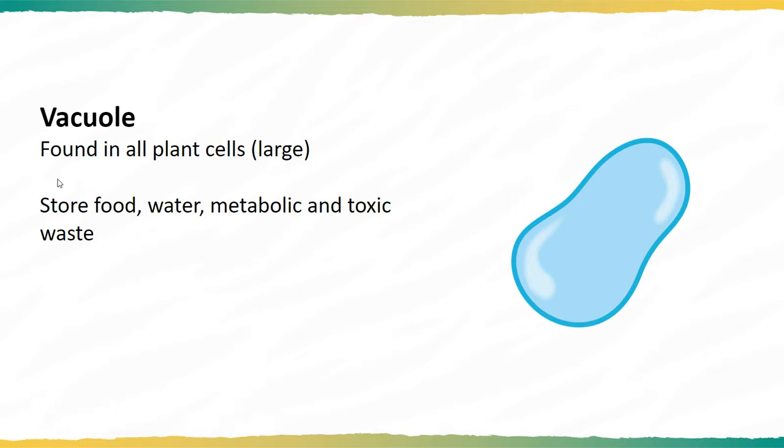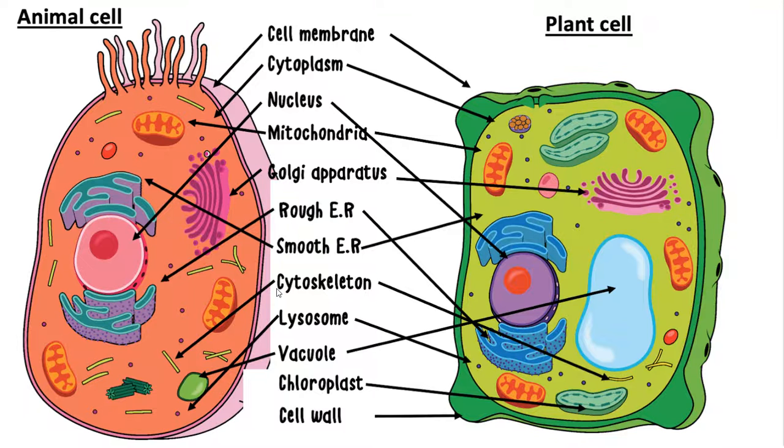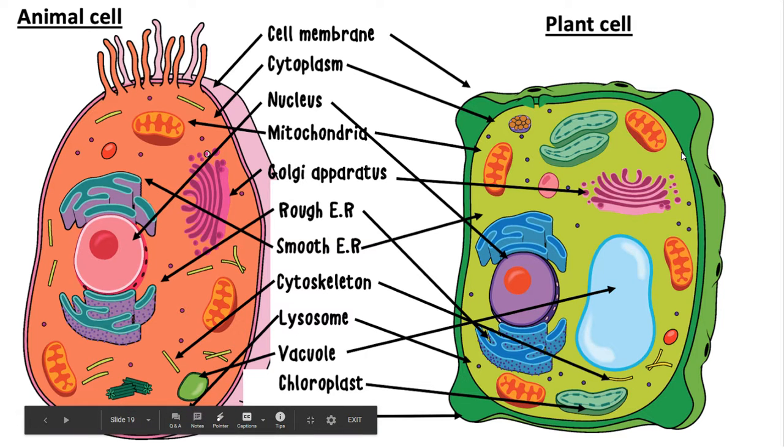The plant cell has a vacuole found in all plant cells. It's very large in a plant cell. And this is where it stores the food, water, and metabolic toxic waste, excuse me. So now you can see the difference between both of them. This over here is the animal cell, this is the plant cell, and these are all of the different organelles and where they are found within each of those cells.